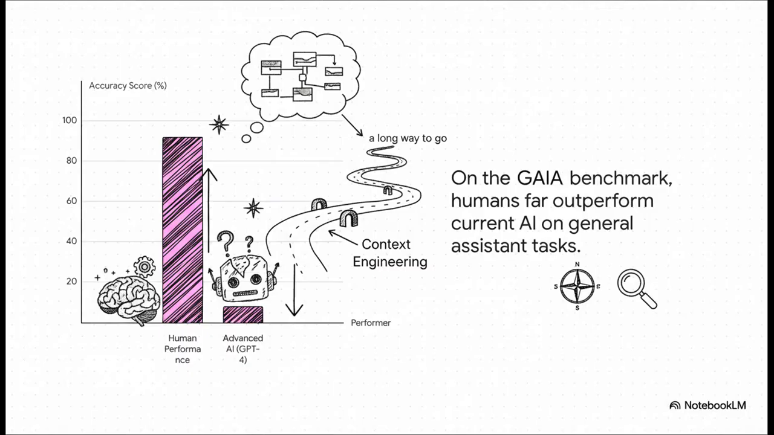Well, the data shows we've still got a long, long way to go. This right here is from the Gaia benchmark. It tests how well an AI does on real-world tasks, like planning a trip or managing your files. On that test, humans score a 92. GPT-4, one of the most advanced models out there, scores just a 15. That is a massive, massive gap.